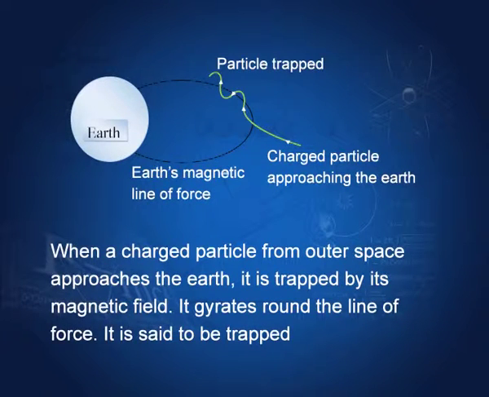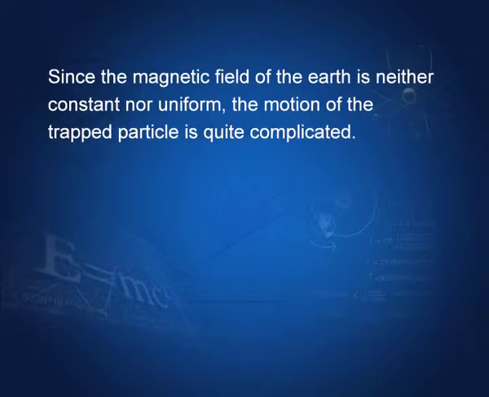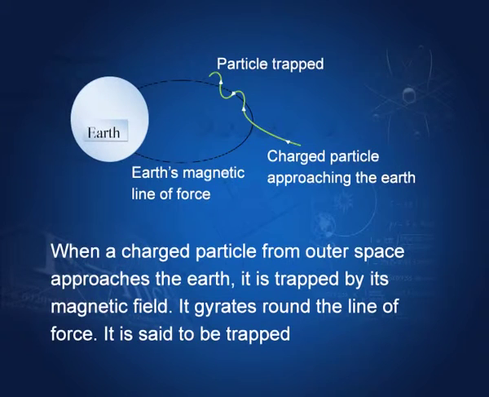How are they trapped? Let us see. This is the earth, this is the magnetic field line. A charged particle was coming here and it just got trapped, and it starts moving along the field line. It cannot penetrate the earth's magnetic field. Since the magnetic field of the earth is neither constant nor uniform, the motion of the trapped particle is quite complicated. I have shown a simple picture, but that is not the case. It is a very complicated thing, because the magnetic field varies both in time and space.